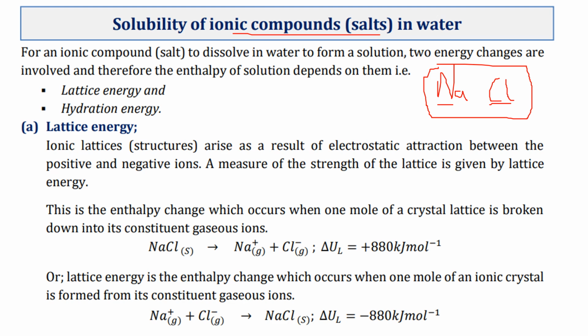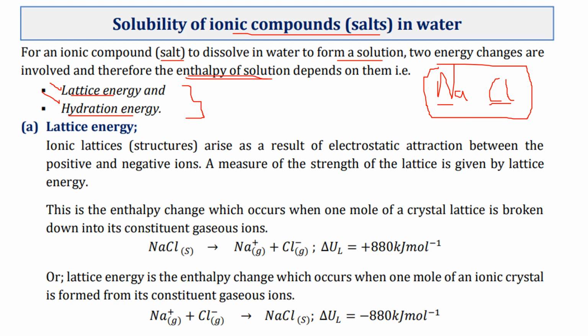in water under thermochemistry. So we're going to start by saying that for any ionic compound or any ionic salt to dissolve in water in order to form a solution, there are two energy changes that are going to be involved. And the two energy changes are going to determine what we call the enthalpy of solution. So the enthalpy of solution depends on two factors or two energy changes, and one is going to be lattice energy and the other is going to be hydration energy. So whenever you see any question telling you to describe the factors affecting enthalpy of solution, they are going to be lattice energy and the other one is going to be hydration energy.